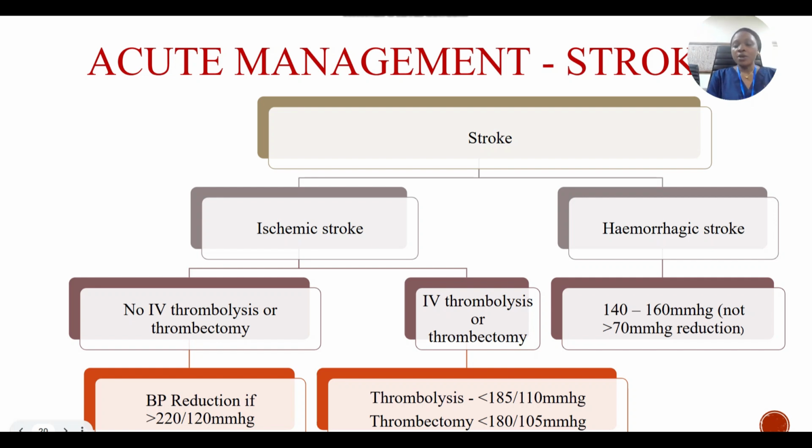With thrombectomy, you reduce it to less than 180 over 105 and also maintain it at this blood pressure over 24 hours. With hemorrhagic stroke, on the other hand, we want to reduce the blood pressure, but we shouldn't reduce it by more than 70 millimeters of mercury, and the reduction should be slow. And we'll aim for a range of between 140 to 160. And the point of this is also to prevent expanding hematoma in hemorrhagic stroke.